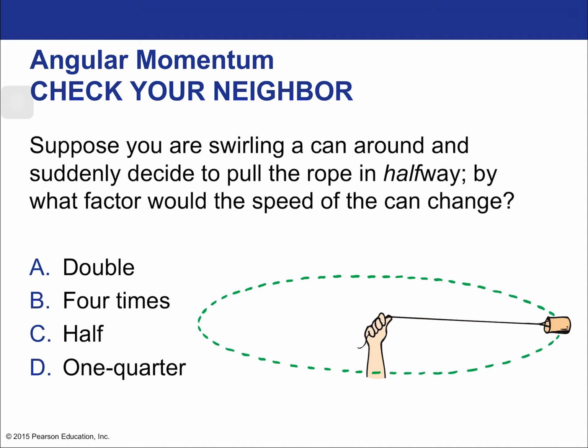Okay, so think about the fact that there is no net external torque acting on the system. Pulling the can in is internal to the system. Okay, so external net torque is 0. Thus, angular momentum initial must equal angular momentum final, which means that mvr initial must equal mvr final. F for final, I for initial.